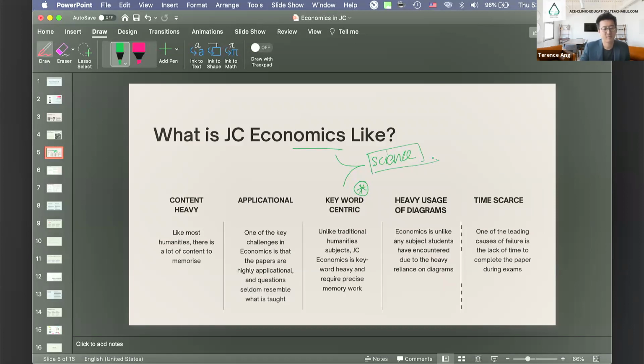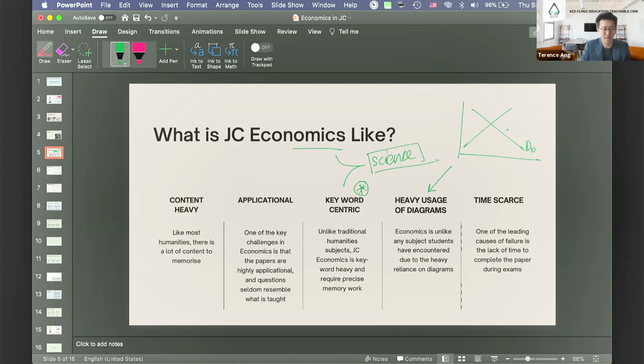The fourth feature is the heavy usage of diagrams, and this is really what sets economics apart from any other humanities out there. There's a huge emphasis on diagrams, and when we say diagram, we mean graphs, right? So for those of you in the audience that have done economics before yourself, you will certainly recognize something like the demand and supply diagram, right?